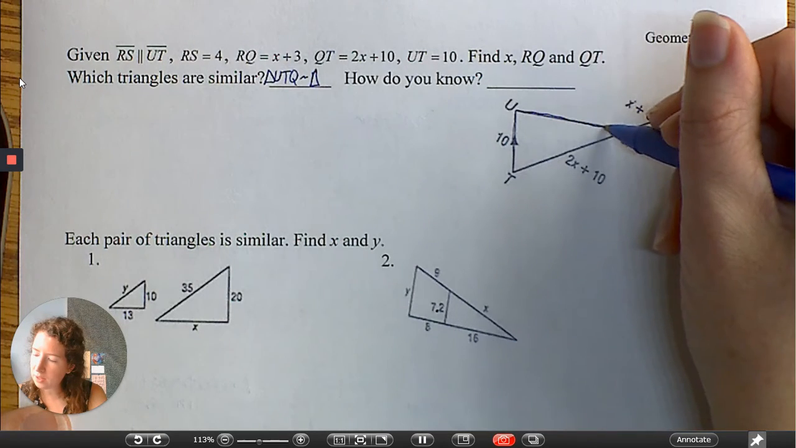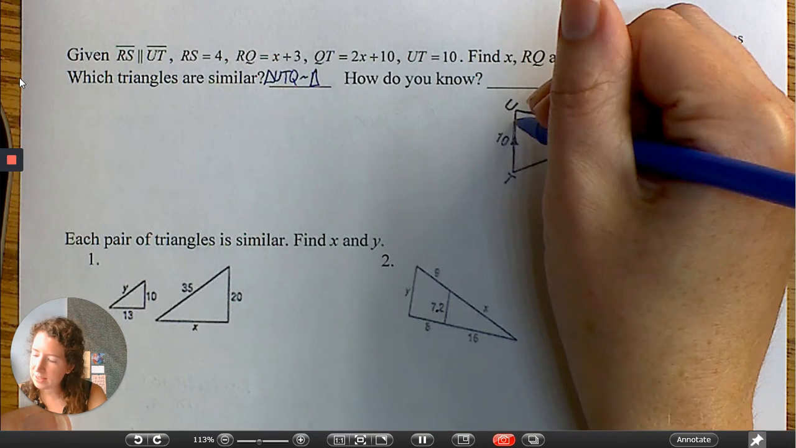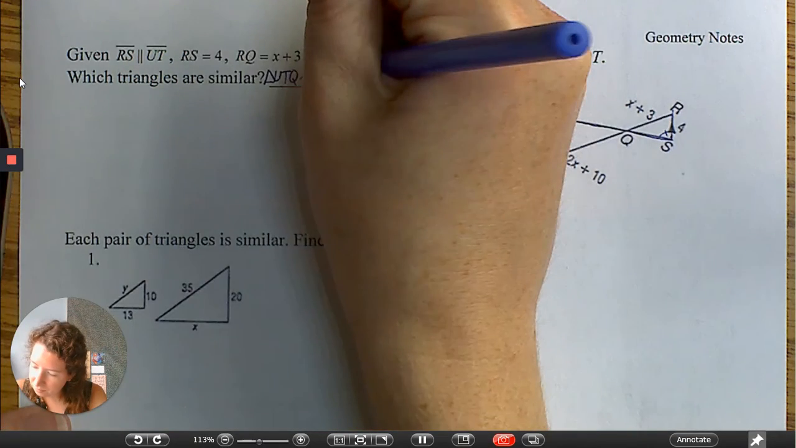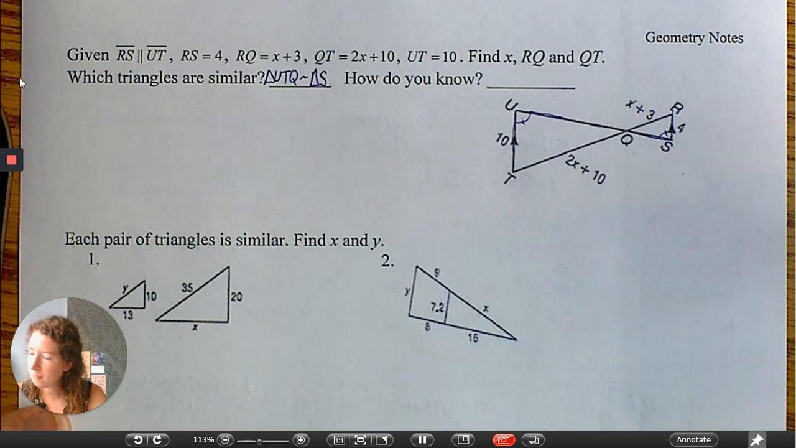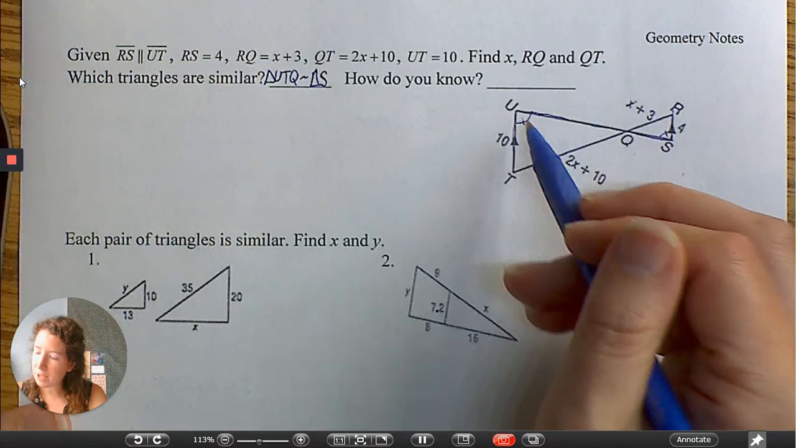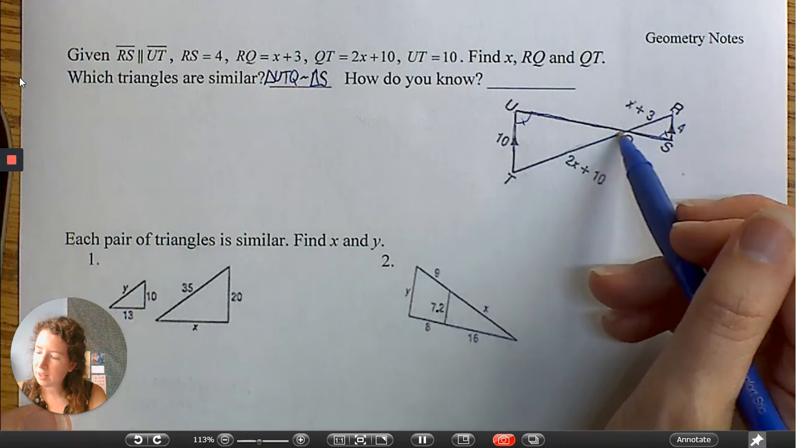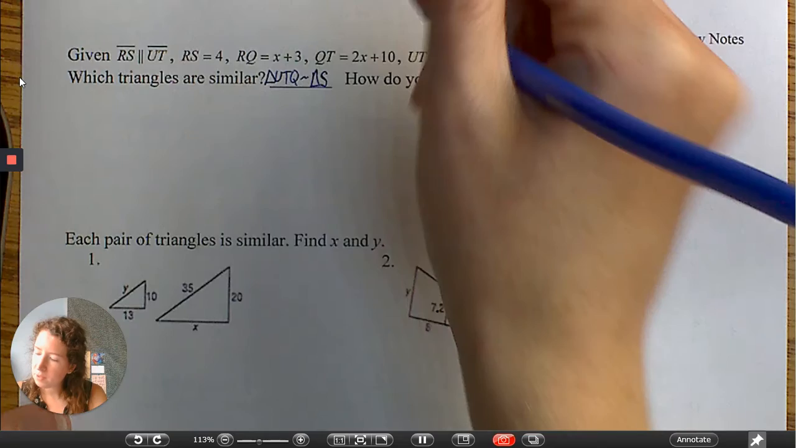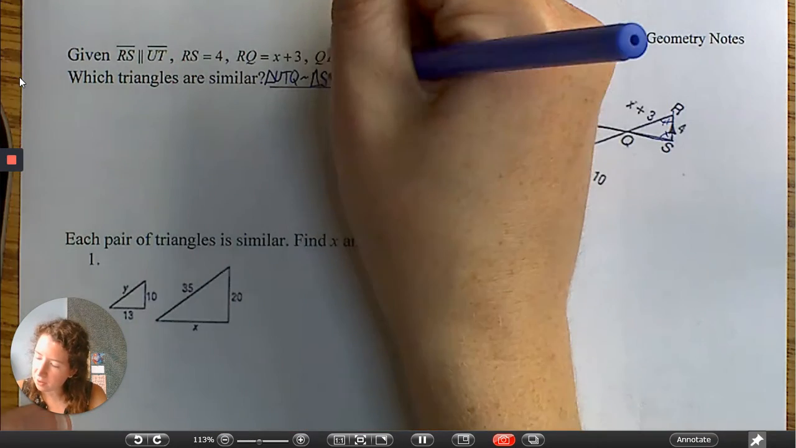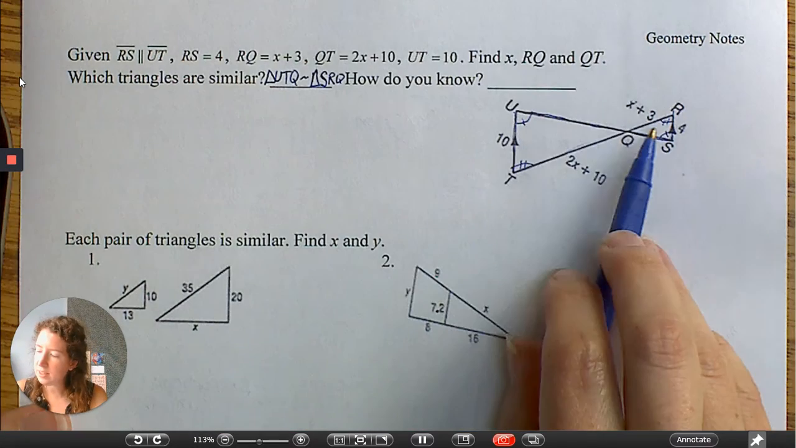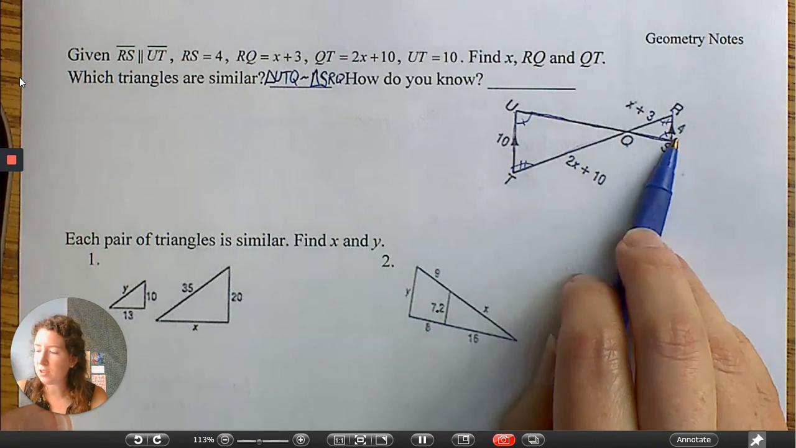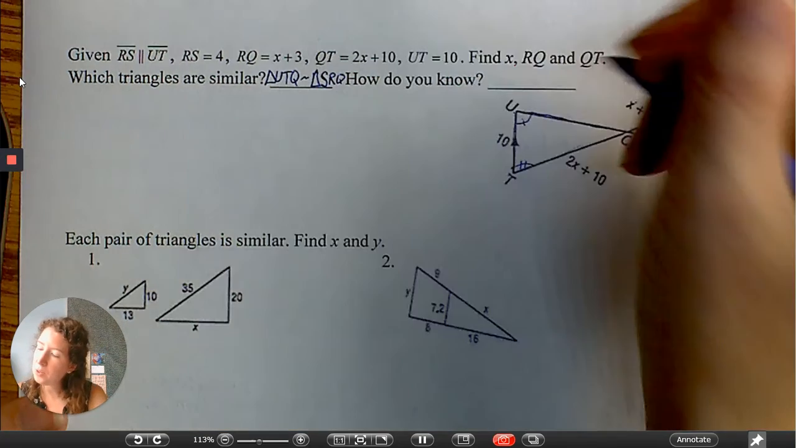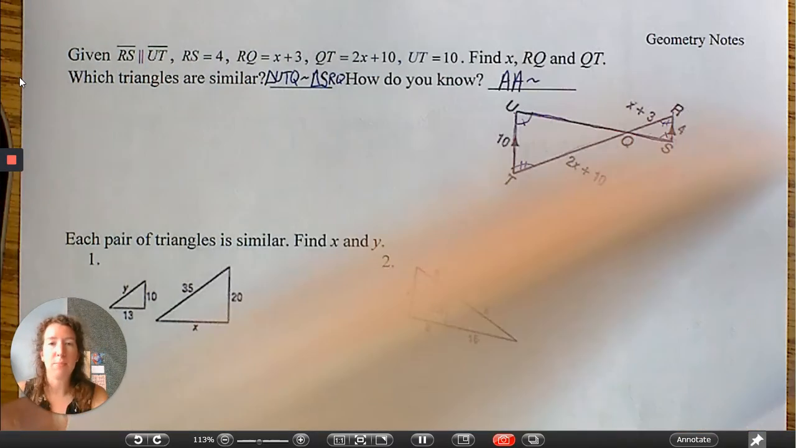When I draw in my Z, I see that angle U is congruent to angle S. And similarly, if I draw my Z the backwards way, angle T is going to be congruent to angle R. So T was here, so we got R. And then obviously this angle RQS is congruent to angle UQT because they are vertical angles. So I know these triangles are similar because of angle-angle similarity.